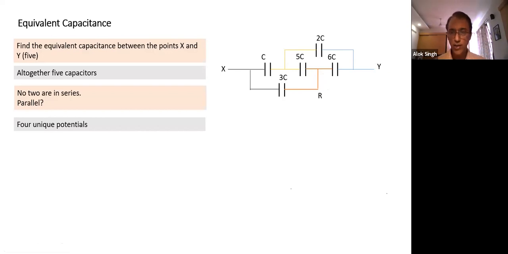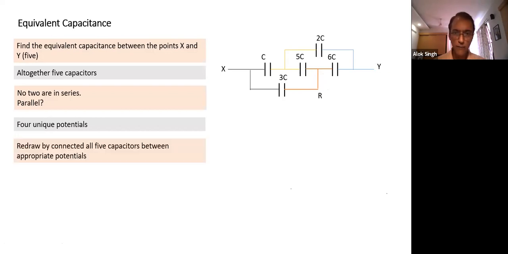Let's see how we redraw the circuit so that it appears a little better. I have marked four potential points. So this one end is X, other end is Y. This is R potential and there's an S potential. Now let's connect one by one. This one is connected across which two potential points? C is connected across which two points? One end is X. What is the other point here? Yellow color is S. So I'll connect this C capacitor across these 2 points. Similarly, 2C will connect across which 2 points? S and Y. 6C will connect across which 2 points? R and Y. 3C will connect across which 2 points? X and R. Only thing, I forgot typing this S here.